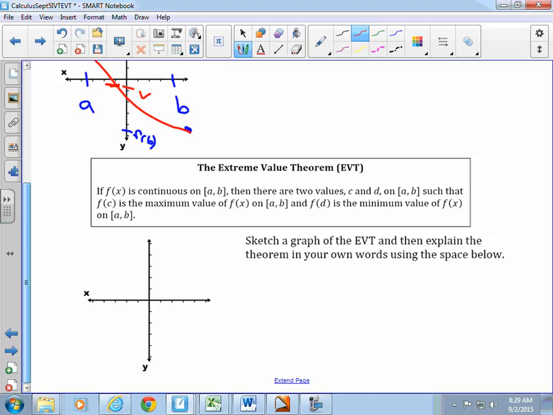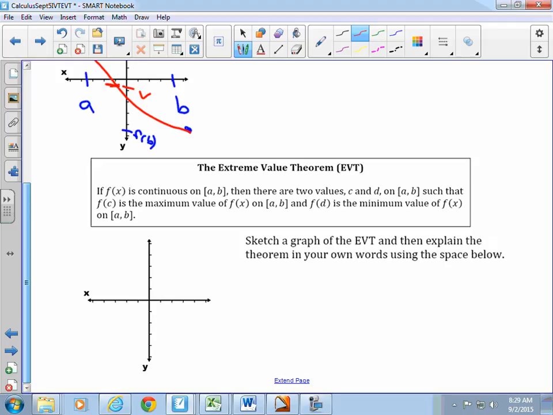In a more concise statement, the extreme value theorem says if you have a continuous function on a closed interval, you have an absolute maximum and an absolute minimum value on that function. You attain an absolute minimum and you attain an absolute maximum. It's what the extreme value theorem says.